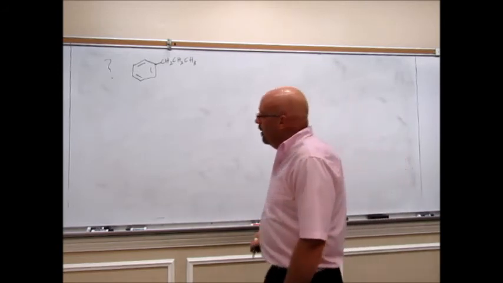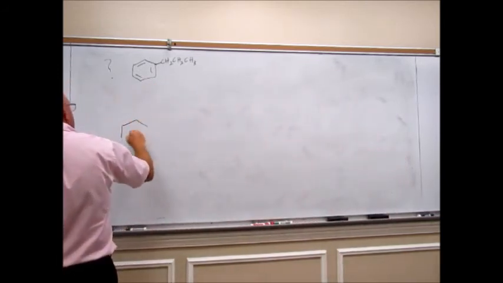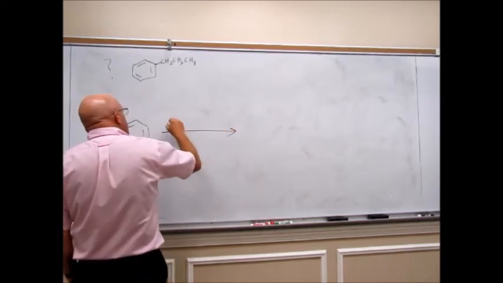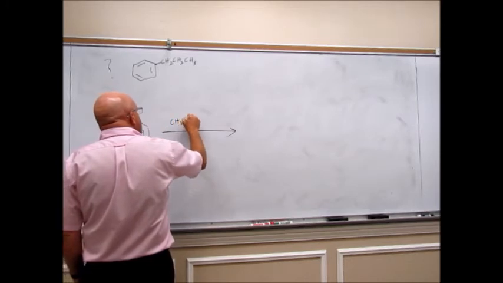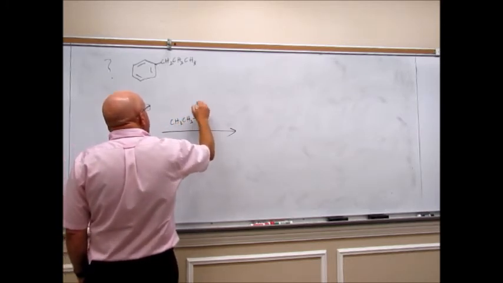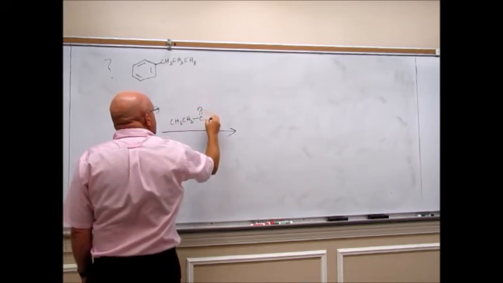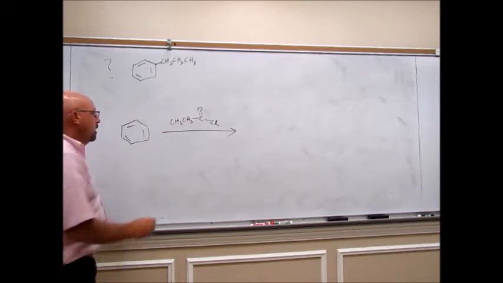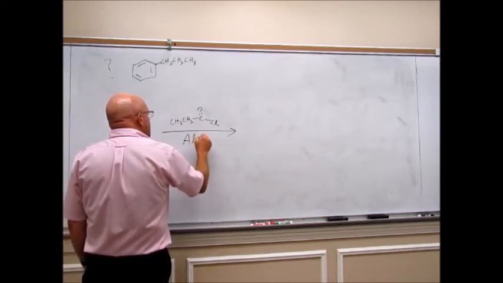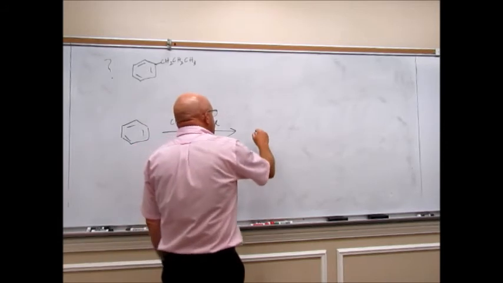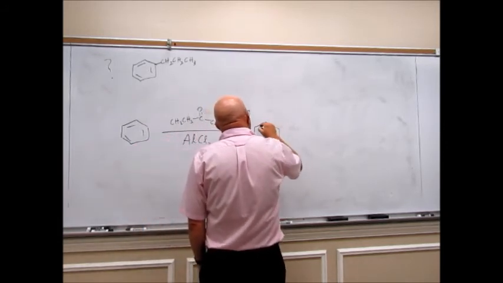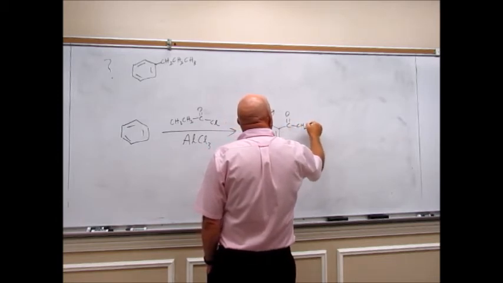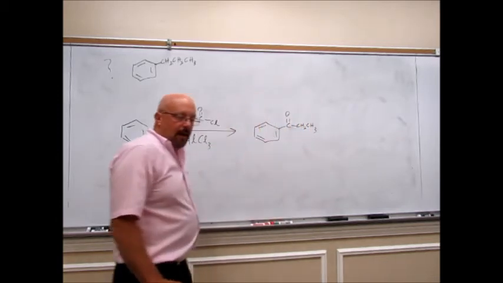So we're going to first put on an acyl group. And we know how to do that. So we're going to do the Friedel-Crafts acylation. I need 3 carbons because this has got 3 carbons in the chain. So I'm going to use an acyl chloride that's got 3 carbons total. We need the Lewis acid catalyst. And I will put the acyl group on. So I've got my acyl group on.